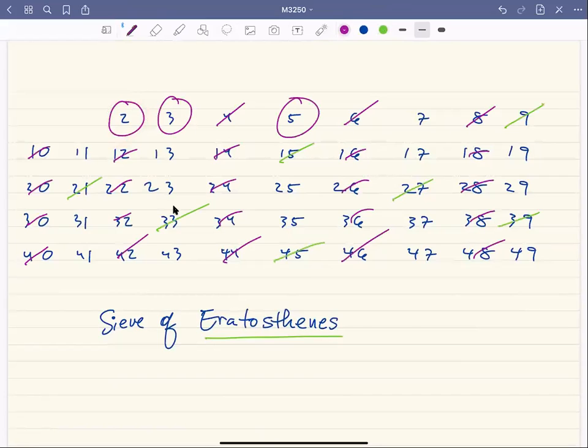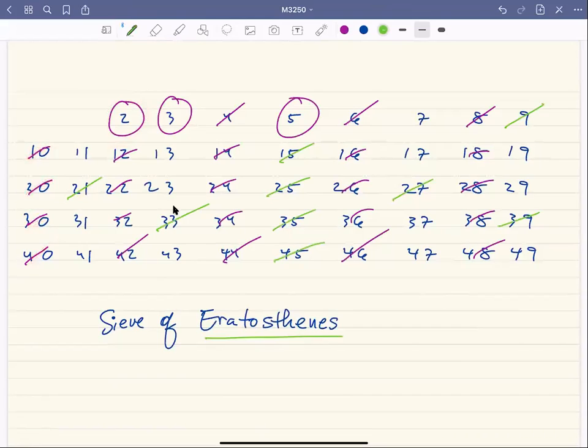And then after that, we'll have 5. And for 5, let's see, all the multiples of 5 that haven't been crossed off, all the 10, 20, 30, 40 are gone. So I think the only one that we're missing now is, oh, we're missing 2, 25 and 35 haven't been crossed off yet.